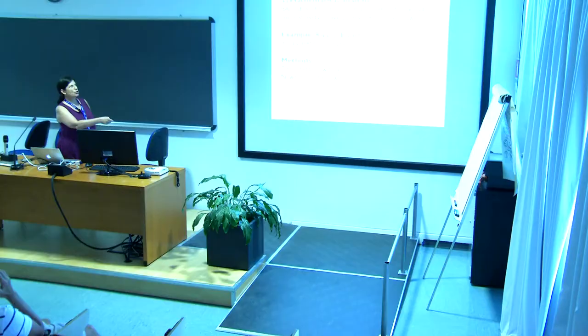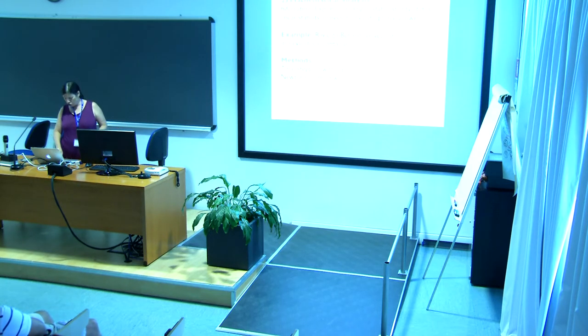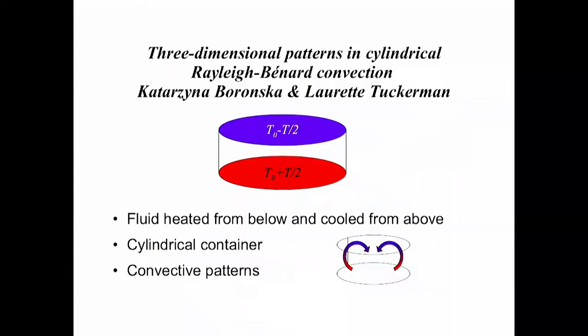So the example is Rayleigh-Bénard convection in a cylindrical container. And here we're just talking about time stepping at first. And then we will talk about Newton's method in order to compute the bifurcation diagram. So here is this story. You have a cylinder about like a can of tuna, something like that. That's the right aspect ratio.